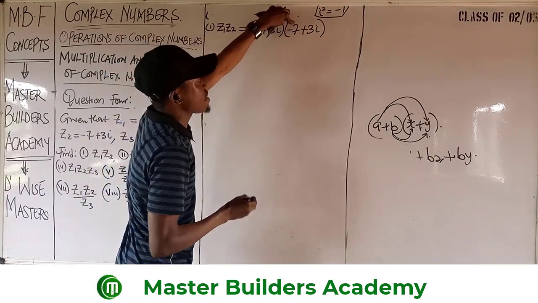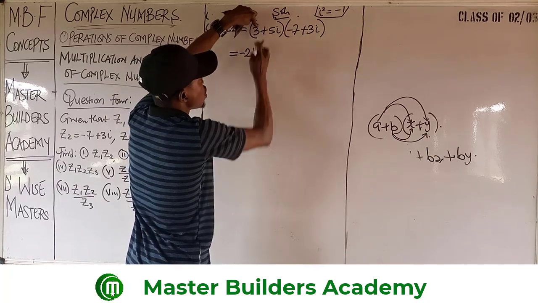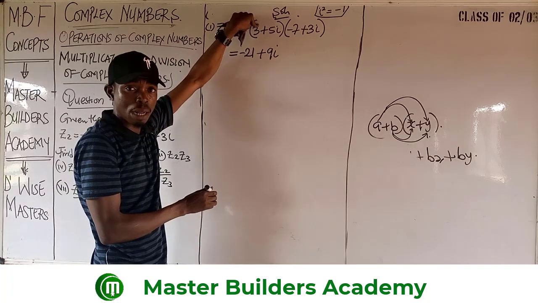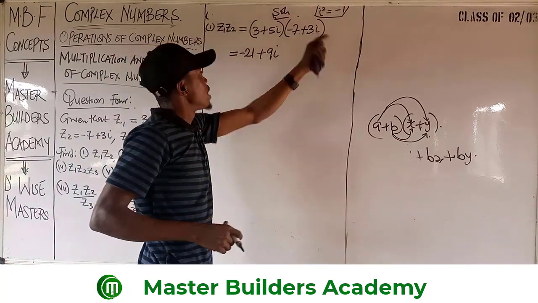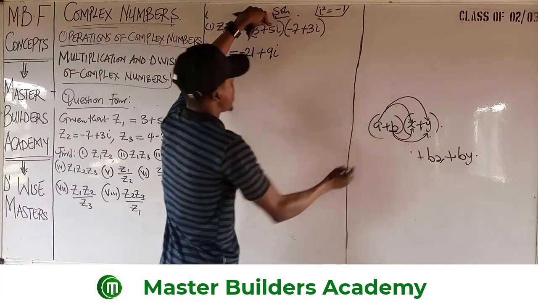Now, all we need to do in this case is multiply 3 by -7, and this will give us -21. Then this 3 will also multiply 3i, and this will give us 9i. I hope you understand what I'm doing here. We are done using 3 to multiply the two terms here. Then again, we move to 5i, which is the second term, standing in the position of b now.